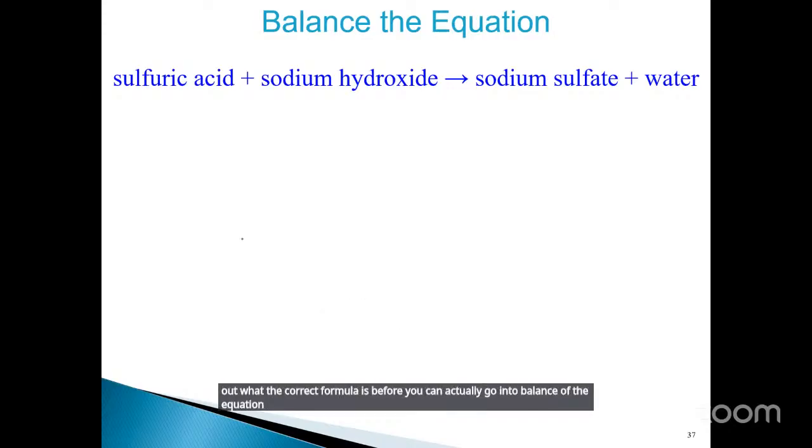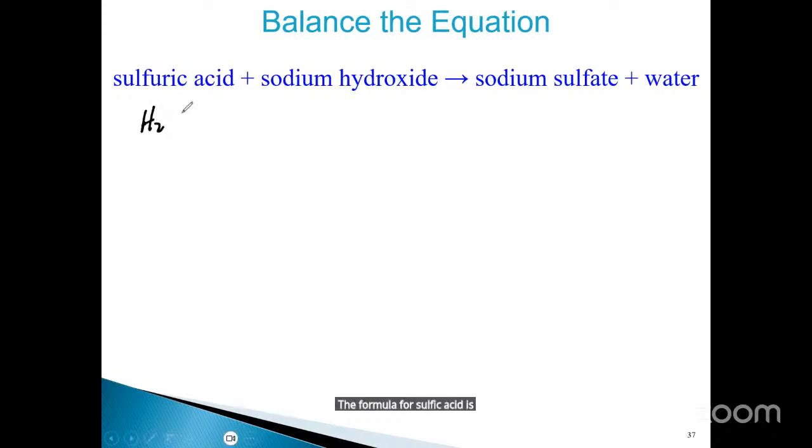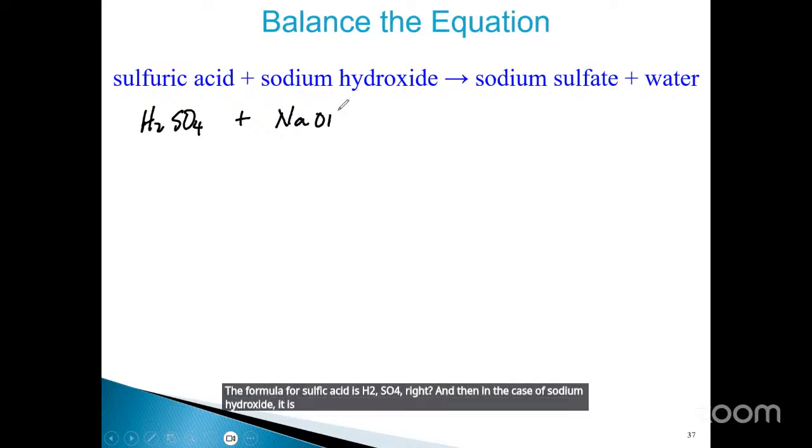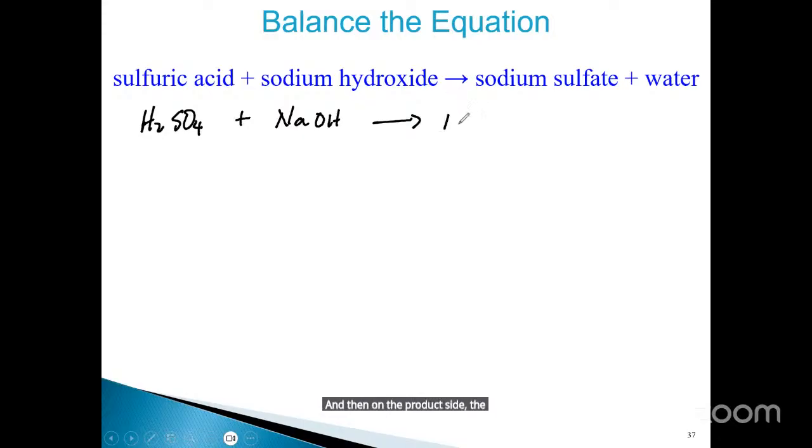So in the case of sulfuric acid, the formula for sulfuric acid is H2SO4, right? And then in the case of sodium hydroxide, it is NaOH. And then on the product side, the formula for sodium sulfate is Na2SO4. And then we add water. Everybody knows the formula for water is H2O. So that is the first thing you do. And then you have to balance this equation.